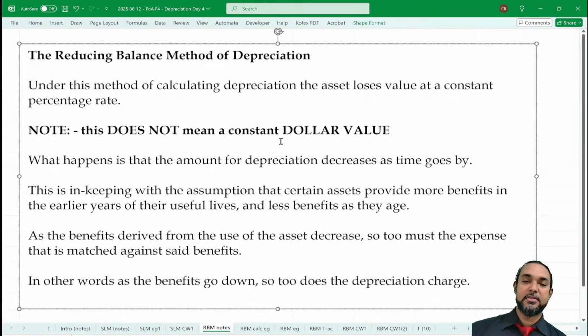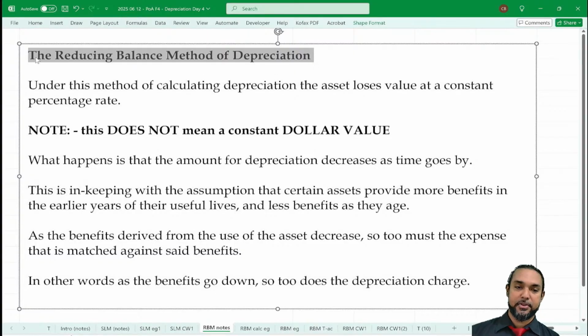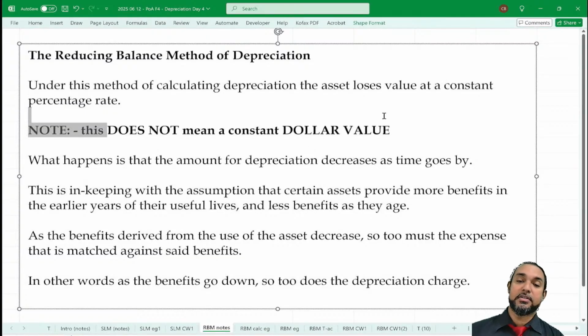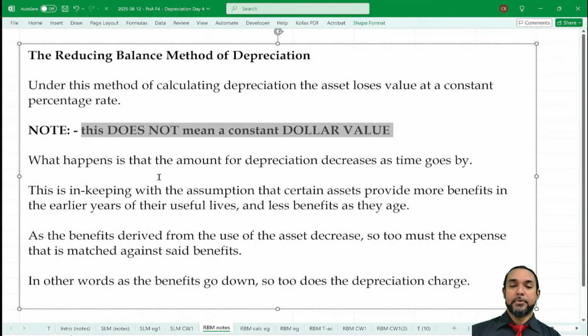We then took a look at the reducing balance method of depreciation, right? So we said this particular method uses a constant rate, a percentage rate, right? But this does not mean a constant dollar value. So in this particular case, we end up charging less and less depreciation because we derive less and less benefit from the asset as time goes by.